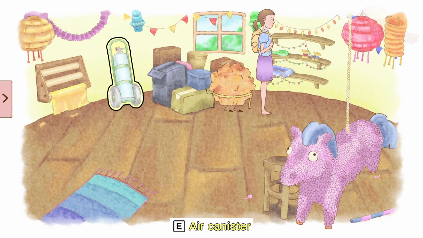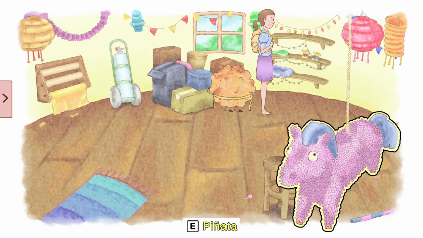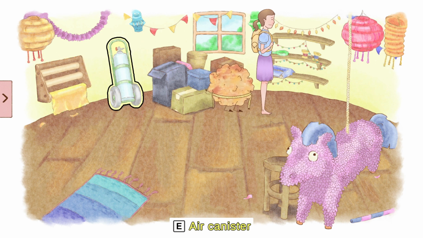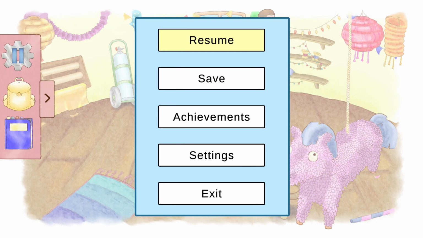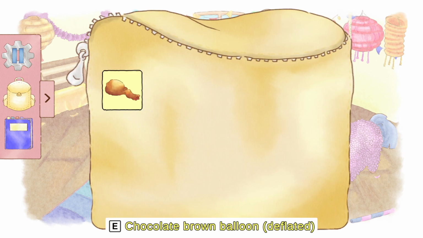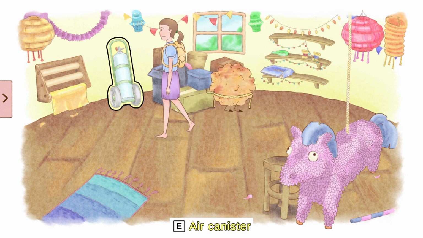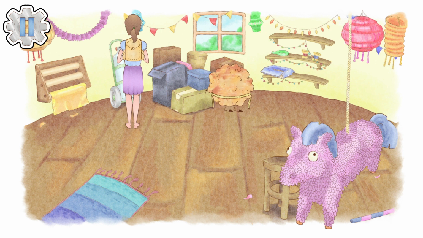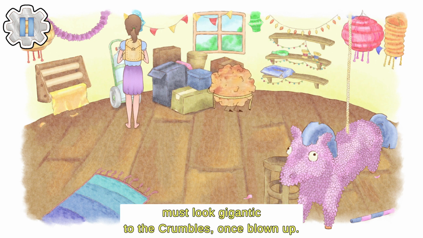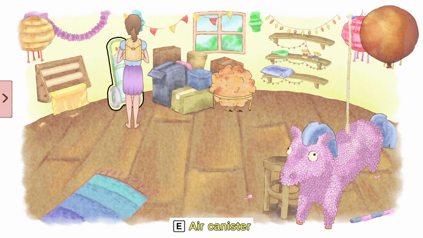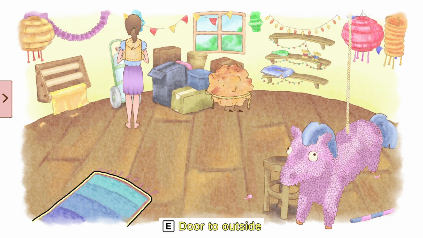Golden foil. Door to outside. Air canister. Okay, I have a sneaking suspicion that we will need to trade the balloon for the sweeties. Backpack. Chocolate brown balloon. Deflated. Air canister. These balloons must look gigantic to the Crumbles once blown up. Chocolate brown balloon. Full. Added to backpack.